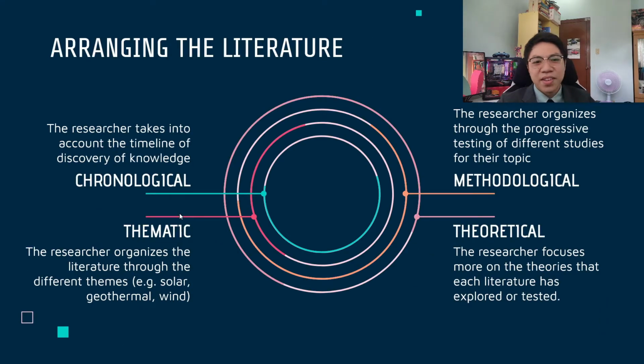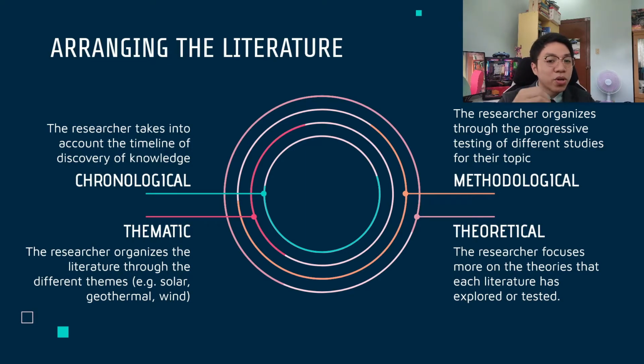So now that we've gathered the literature, how do we present it? There are about four ways of arranging the literature. The first one would be chronological. The researcher takes into account the timeline of the discovery of knowledge.